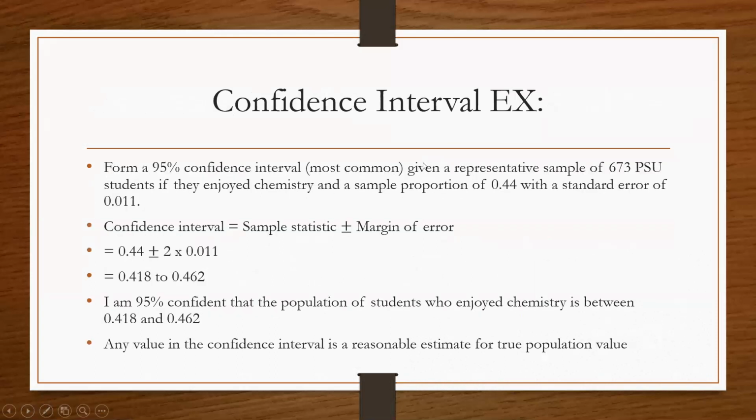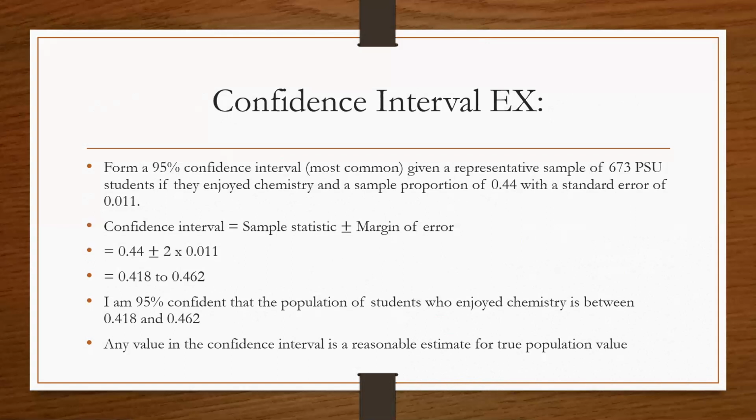All right, so here's an example that I'm just going to work through, you guys. It's asking you to form a 95% confidence interval given a representative sample of 673 PSU students if they enjoyed chemistry. Basically, they're asking 673 students if they enjoyed chemistry. The sample proportion is 0.44 and the standard error is 0.011. So then you're just going to whip out your handy dandy equation.